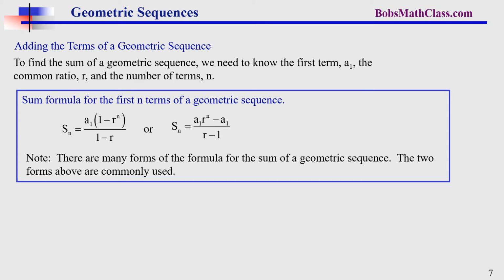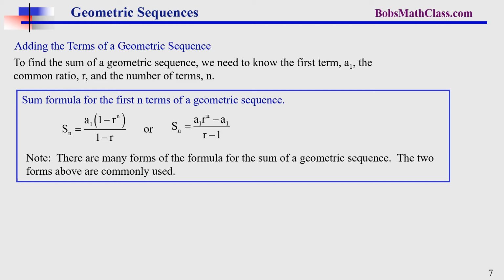Now we're going to talk about adding the terms of a geometric sequence. To find the sum of a geometric sequence, we need to know the first term, which is a_1, the common ratio, which is r, and the number of terms, n. So these are two formulas for the sum. They're actually both the same. There are many forms. These two are the most common formulas, I think.